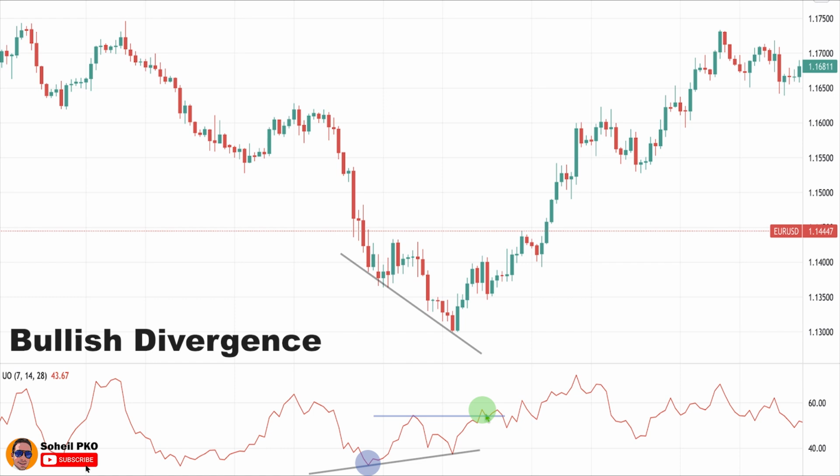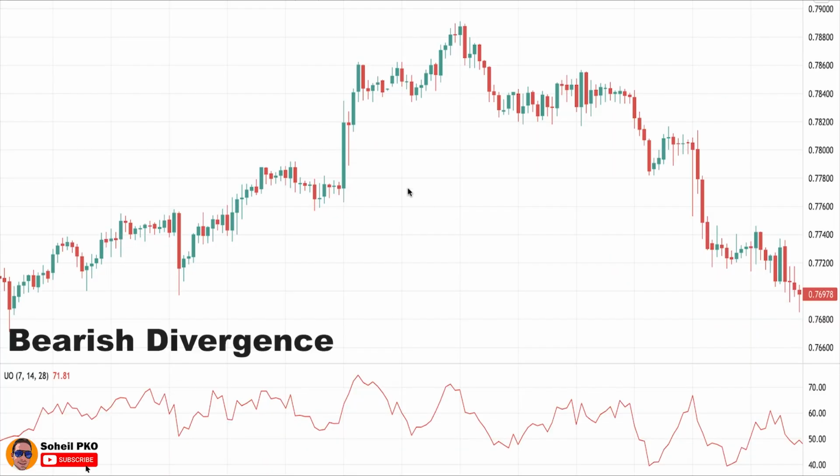And a bearish divergence forms when the price makes higher high but the Ultimate Oscillator makes lower high, and this shows less upside momentum and increasing of downside momentum.